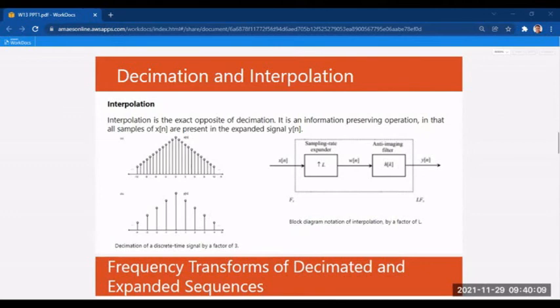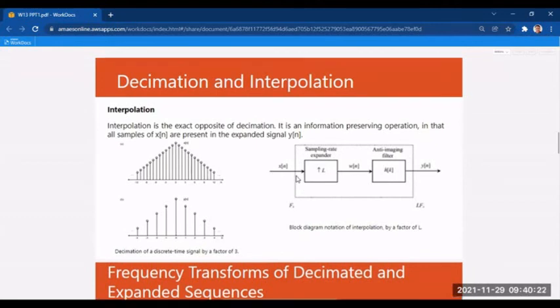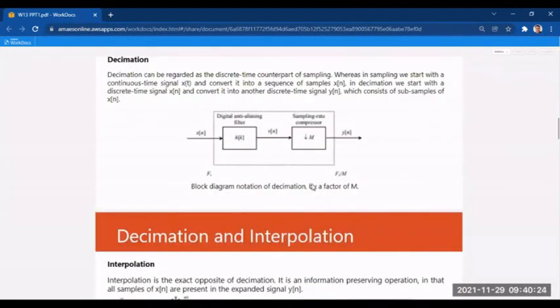So the problem with interpolation is imaging, so we subject it to anti-imaging filters. The problem with decimation is aliasing because of the lower sampling rate, so we subject it to an anti-aliasing filter.